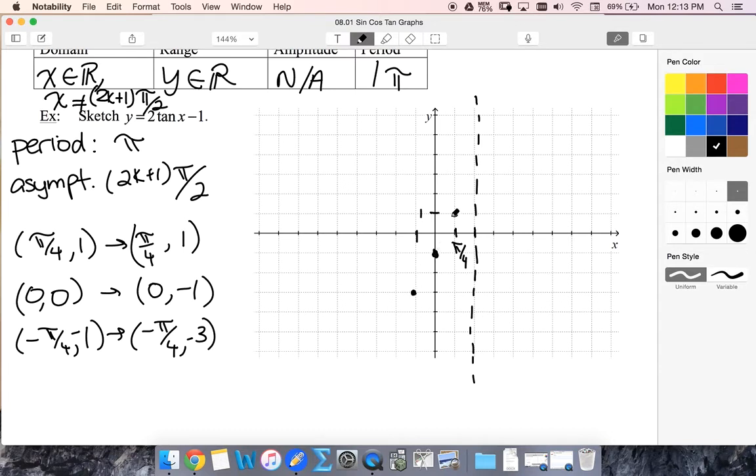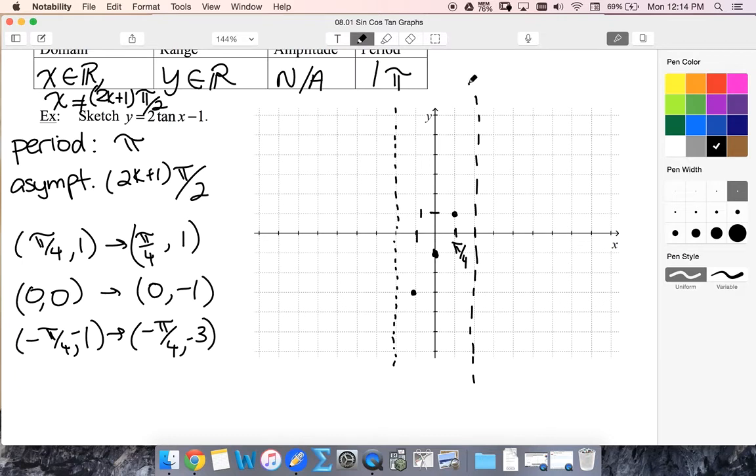So notice it's kind of like an amplitude. We've definitely stretched the graph, right? This is what we're doing here. We're stretching it, but it's not amplitude, because amplitude would be between a maximum point and a center point. This has no maximum. It goes on to infinity.